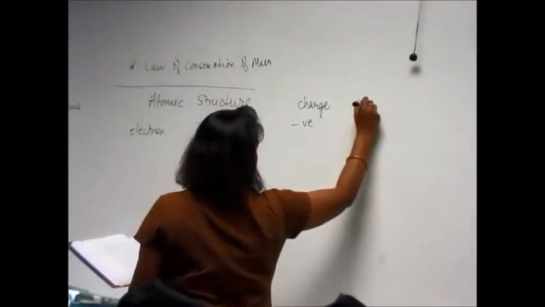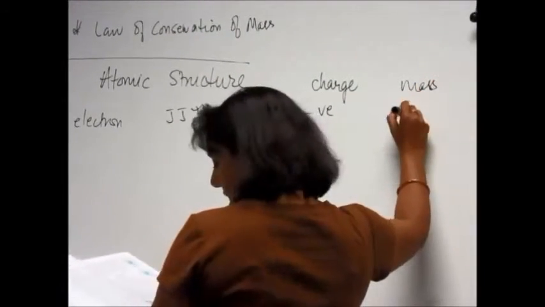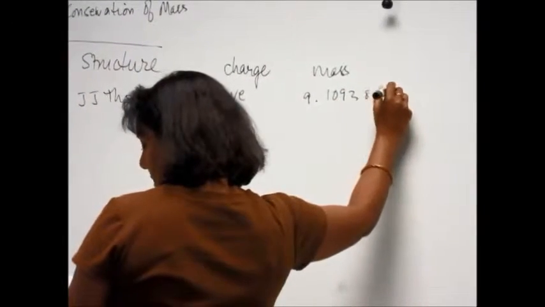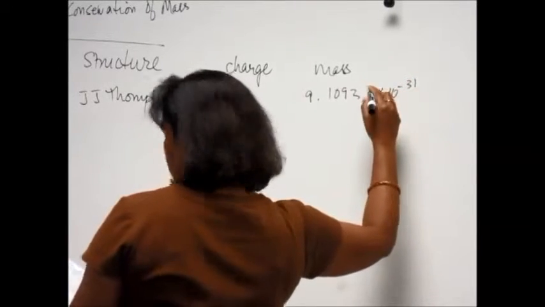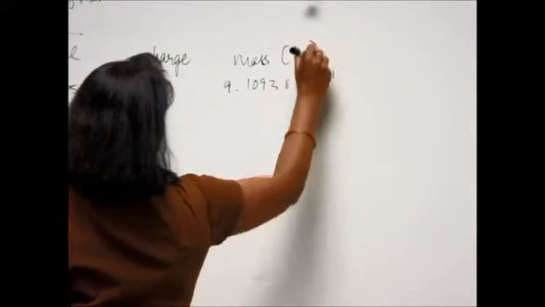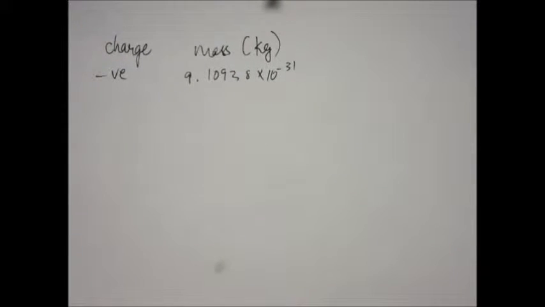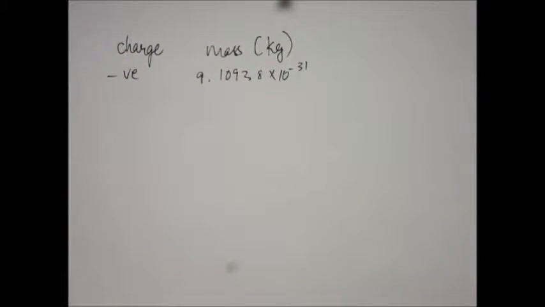So the mass of the electron is 9.10938 times 10 to the negative 31, and this is in kilograms. Of course, that was on the tip of your tongue, wasn't it? Anyhow, that's the mass of the electron. These are the things that you should know about the electron. What was the next particle to be discovered? The proton.